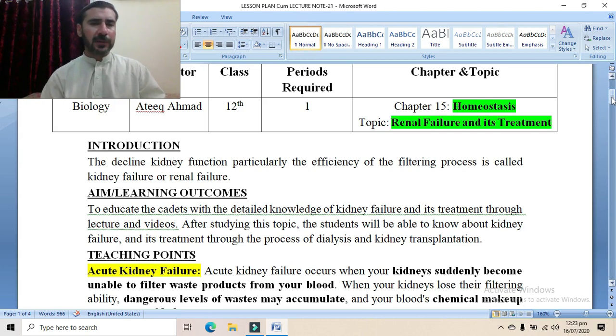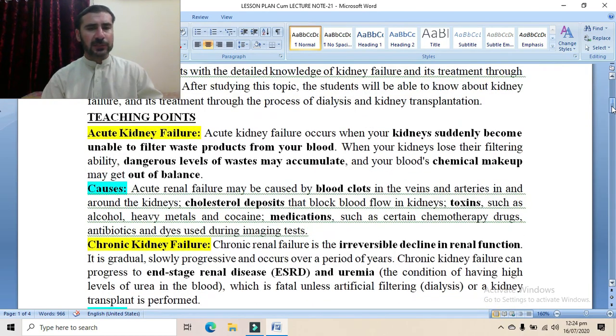because the nephron is the basic structural and functional unit of the kidney, and the main function of the kidney is basically the filtration of blood to remove the metabolic waste from the blood. So whenever the filtration process is disturbed, it means that there is something wrong with the glomerulus or Bowman capsule, specifically speaking. So it will ultimately result in kidney failure or renal failure. We will move towards the teaching points.